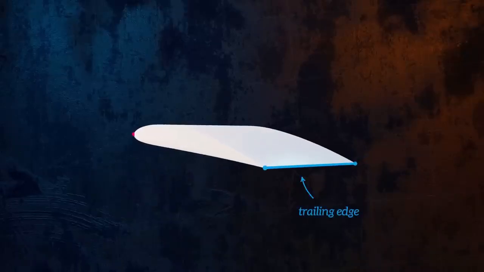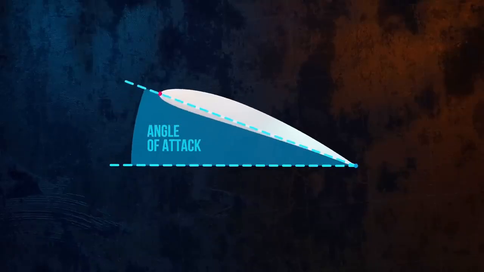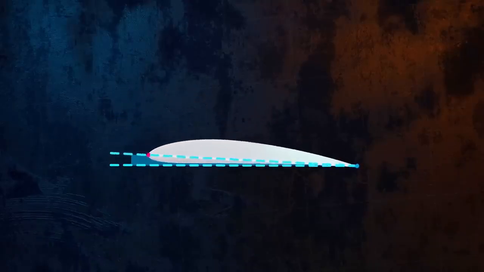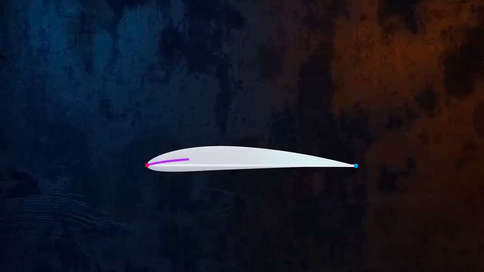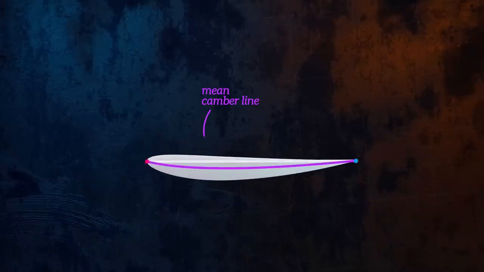Drawing a straight line between the leading and trailing edges gives us the chord line. The angle between the chord line and the flow direction is called the angle of attack. Drawing a line which is midway between the upper and lower surfaces gives us the mean camber line. Camber describes how curved an airfoil is. We can have positive camber or negative camber, and a symmetrical airfoil has zero camber. Camber and the angle of attack are important parameters that will have a large influence on how much lift an airfoil can generate.